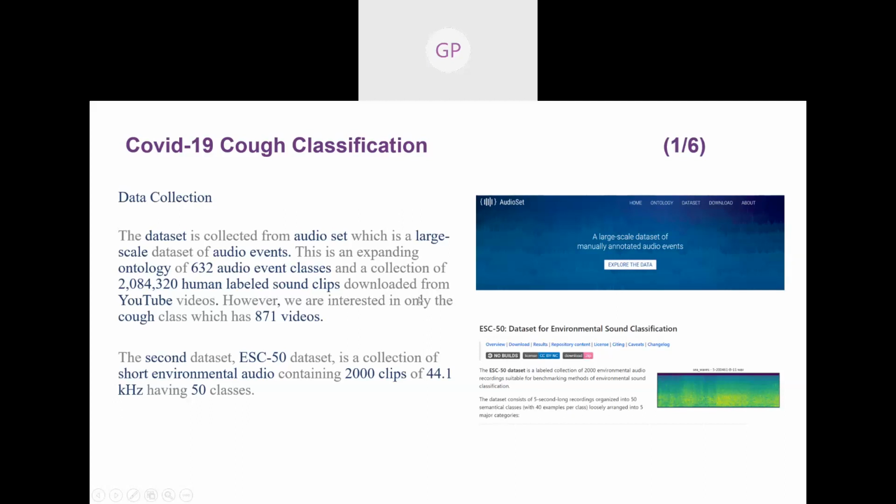And then we also looked at the ESC-50 dataset, which is an environmental sound classification dataset. We picked audio clips from there which were just for cough, out of 2000 clips. Now, this was the data collection part which we did.